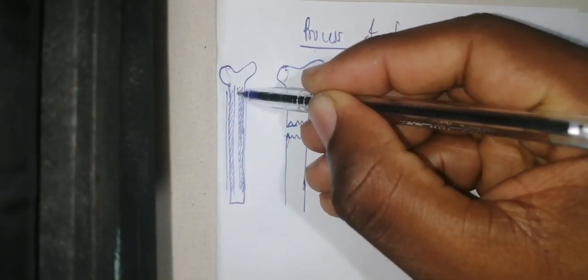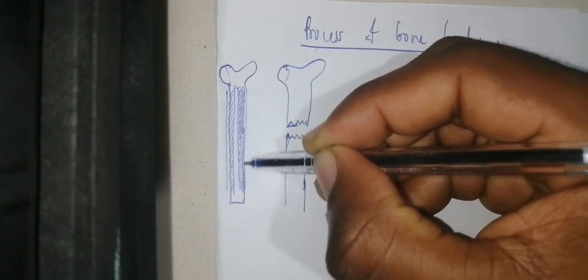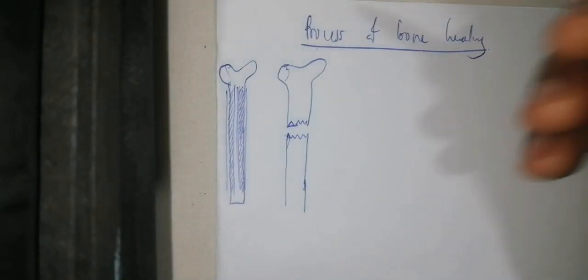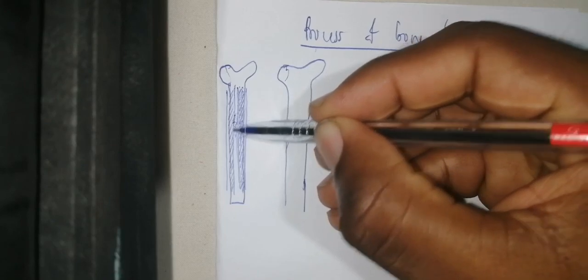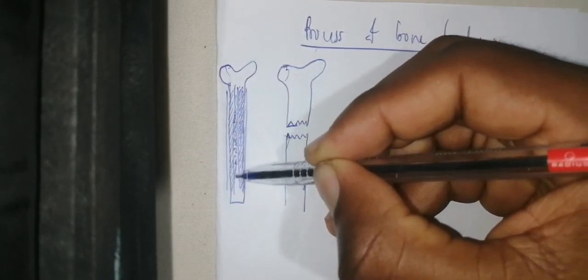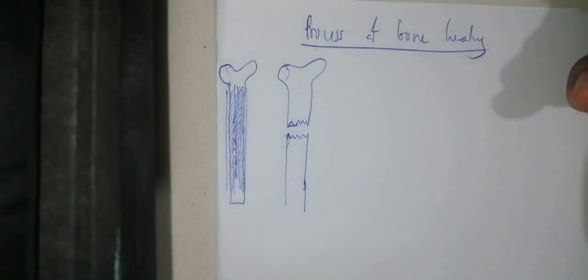At the level of the inner side and the outer side, you have the spongy or cancellous bone, which is less compact. Basically, in the middle here you have what is called the bone hematoma.